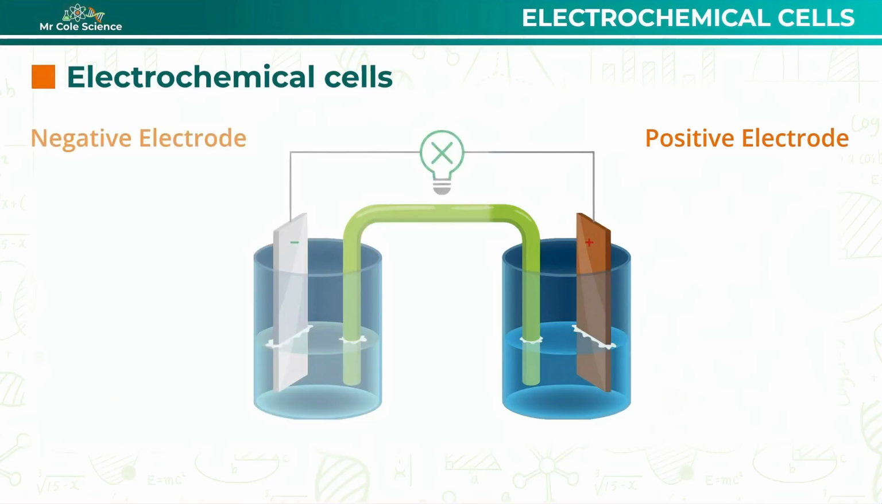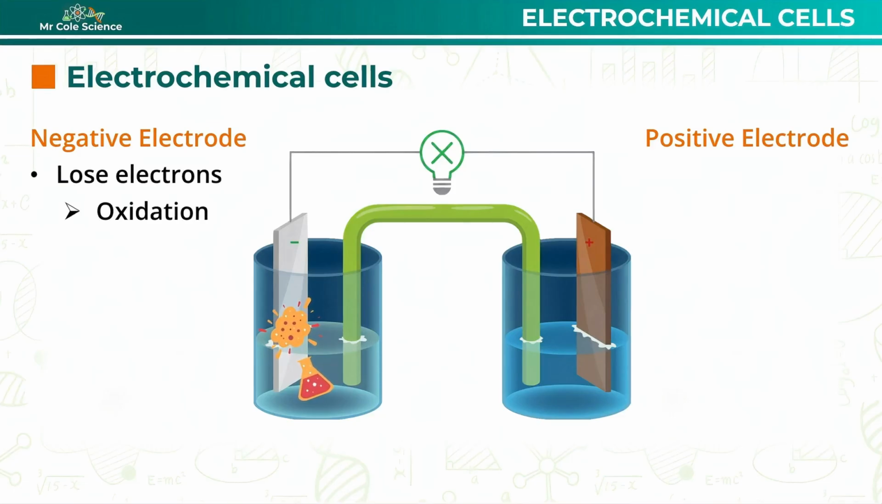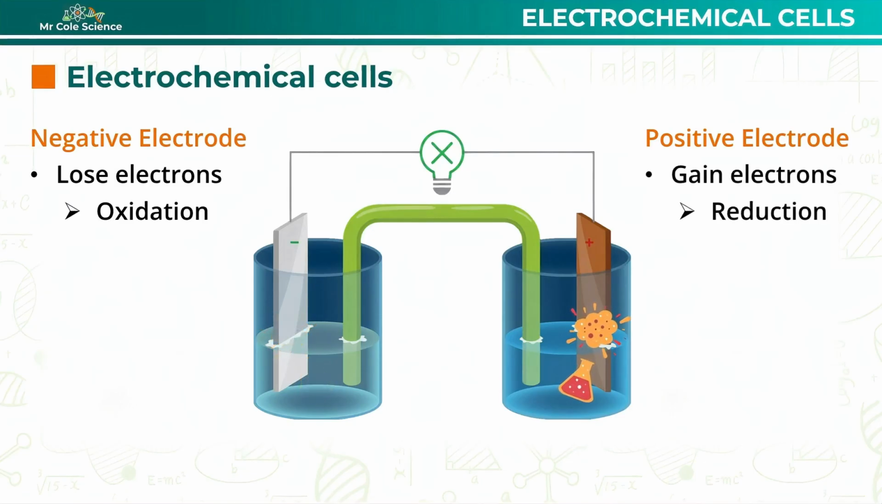Now, each half cell contains a substance that is undergoing a chemical reaction. At our negative electrode, that chemical reaction is causing a species to lose electrons, and so therefore we've got oxidation occurring. At our other half cell, the positive electrode, we've got chemical reactions that involve the gain of electrons, so we're reducing a species. So we can see already we've got our redox reaction, reduction and oxidation occurring at the same time.